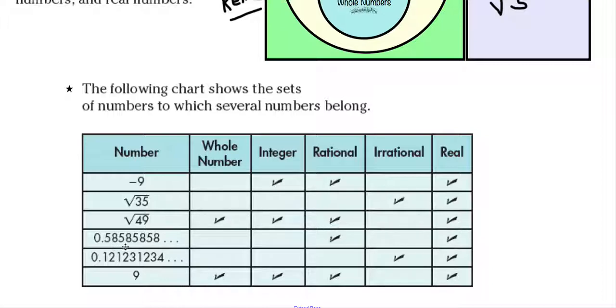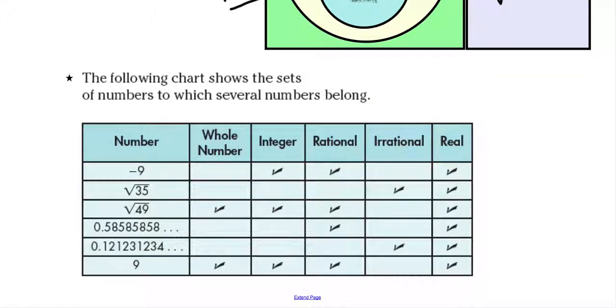Okay, 0.5858 is a repeating decimal. If it's a repeating decimal, it's a rational number and a real number. 0.12123 neither repeats nor terminates. That's an irrational number and a real number. And again, 9 is a whole number, integer, rational, and real. Okay?